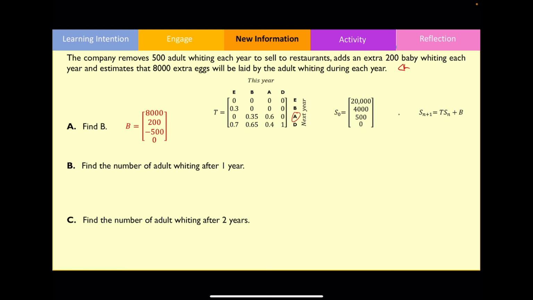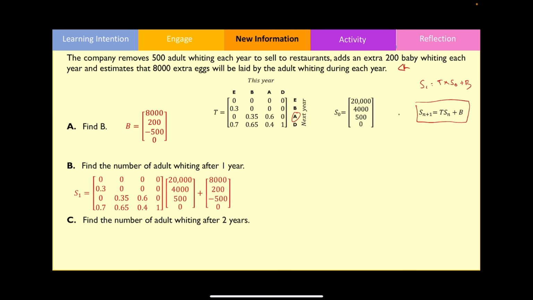So if I was to write down my column matrix, this is what our column matrix should look like. For part B of the question, it wants us to find the number of adult whiting after 1 year. So I'm going to be using my recurrence relationship. To find the value of S1, we need to multiply the transition matrix by the initial state matrix and add the column matrix. If I put this into the CAS calculator, this is going to be my final answer. After I've found the value of S1, I need to interpret the values to answer this question. So the number of adult whiting after 1 year is going to be equal to 1,200.